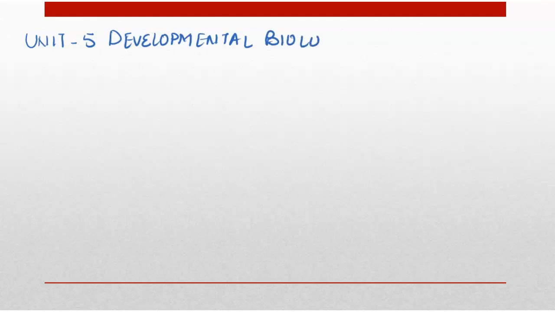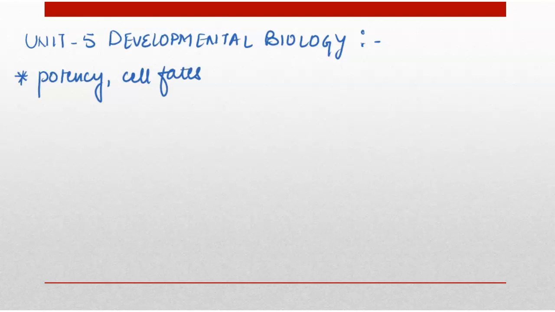Now we have unit 5, that is DEB Bio. So, the first important topic of this unit is potency and the cell fates. You should know what are unipotent cells, what are multipotent cells, and what are the different fates of different cells. So, this is basically the introduction part of the DEB Bio, which should be very clear to you. Second is embryonic development.